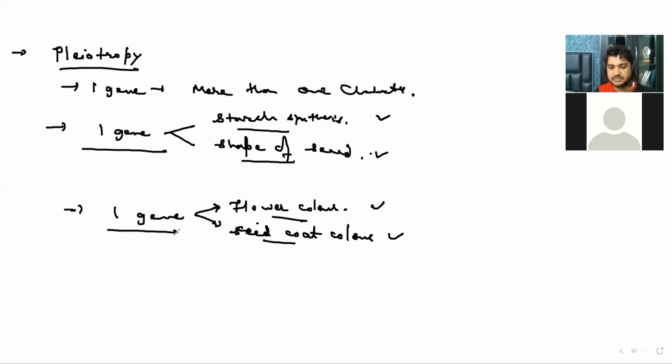Any doubt in this? Okay. So this is the pleiotropy, and I don't think you have any doubt. Now we have the last cross, because after that we are going to discuss the other portion. This is known as the complementary gene. Complementary gene means something which is actually depending on the other.